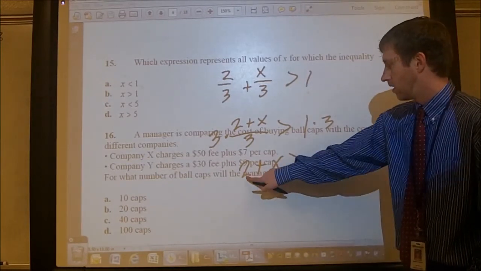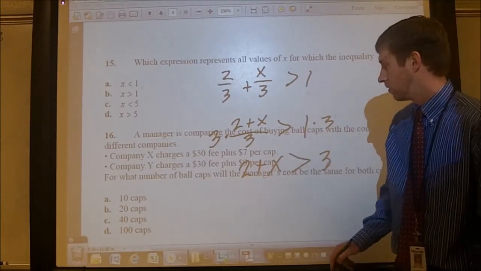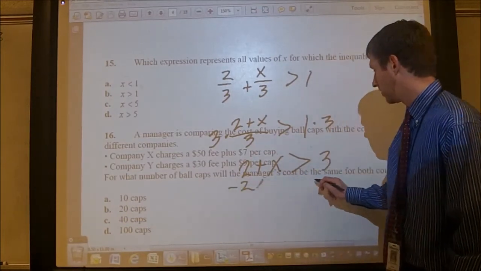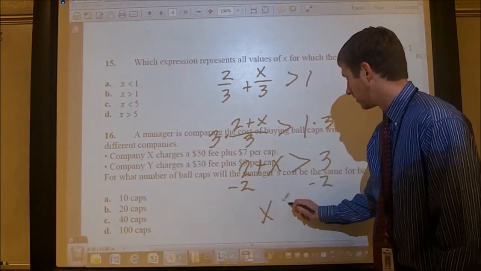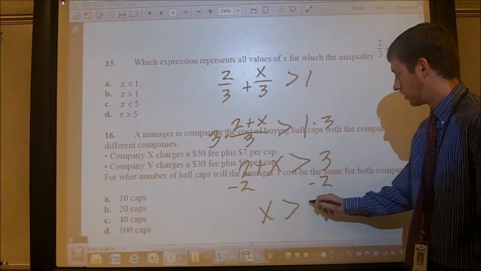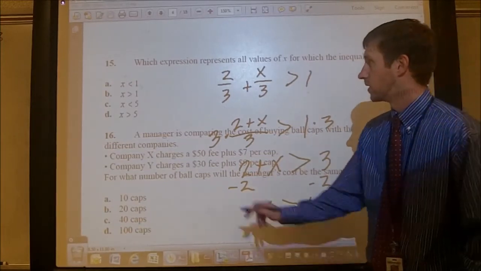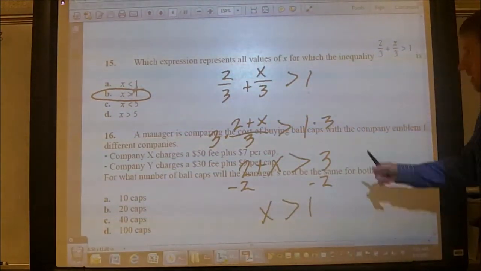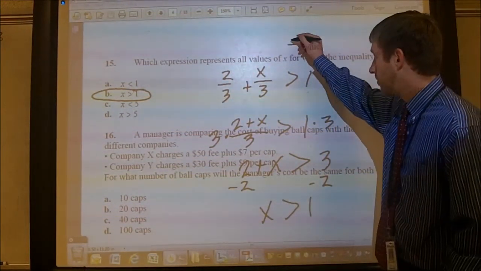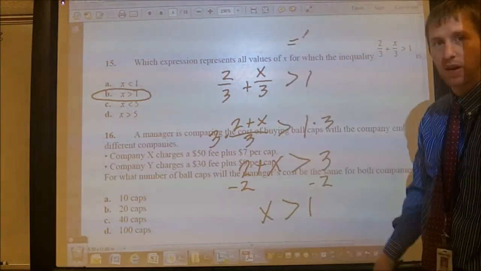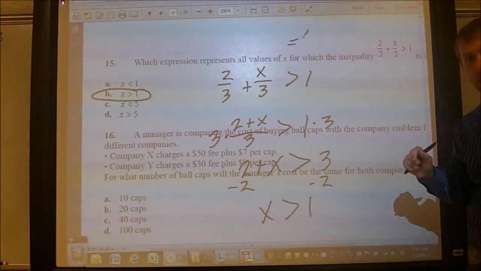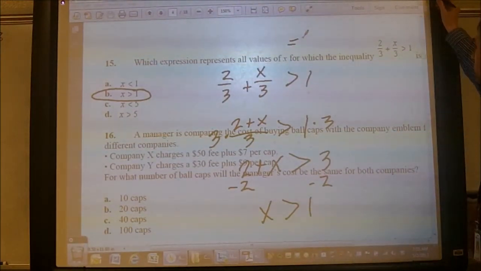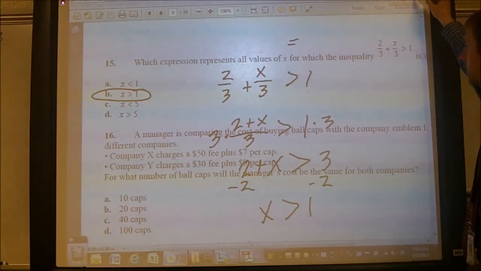And now we want to get rid of this 2. So to get rid of the 2, I'm going to subtract 2 from both sides, and I get x is greater than 3 minus 2, which is 1. And so my answer choice is B. So again, same steps as if it had been an equal sign in an equation, right? Nothing was different. Just watching out for that rule. If I'm multiplying or dividing by a negative, I'll switch that sign.